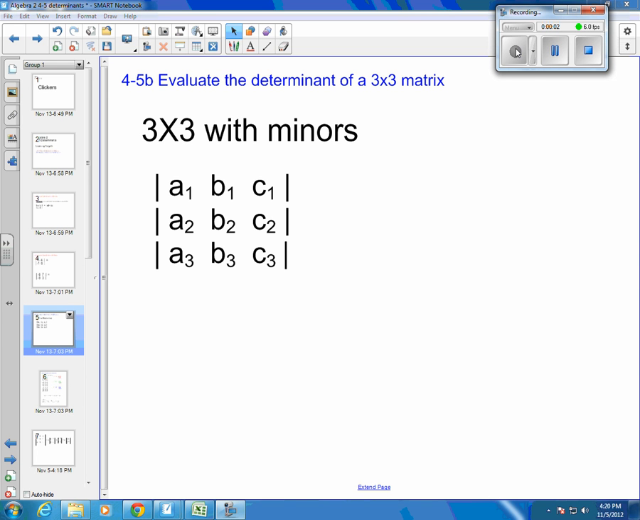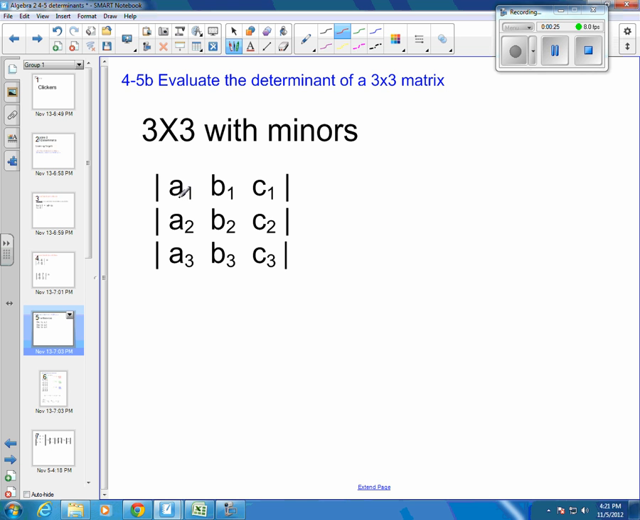Algebra 2, this is Chapter 4, Section 5. We're doing a determinant of a 3 by 3, and we're going to use minors. There's going to be two different methods. We're going to use minors and diagonals. And you can pick which method you like best, but you'll end up having to know both methods just to make sure that you can do them. So this gets a little confusing, so hang on to your hat. Let's see how well I can explain this.